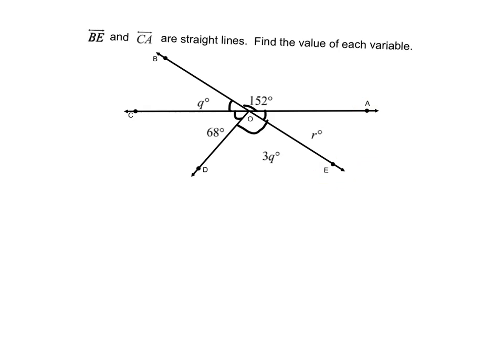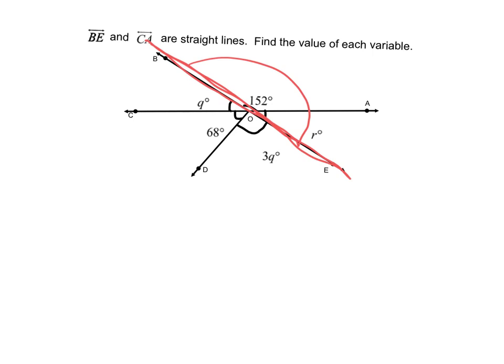All right, so let's start by reading what we know. BE is a straight line and CA is a straight line. Find the value of each variable. I have to come up with only one variable on each pair of angles. I know BE is a straight line, so those two angles add up to 180. And I only have one variable there, so I'm good to go to find R.